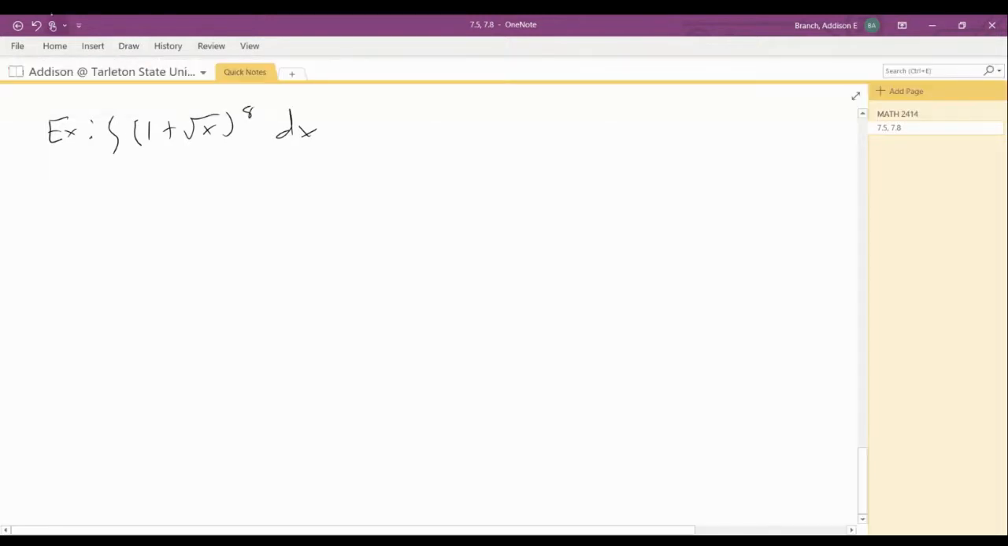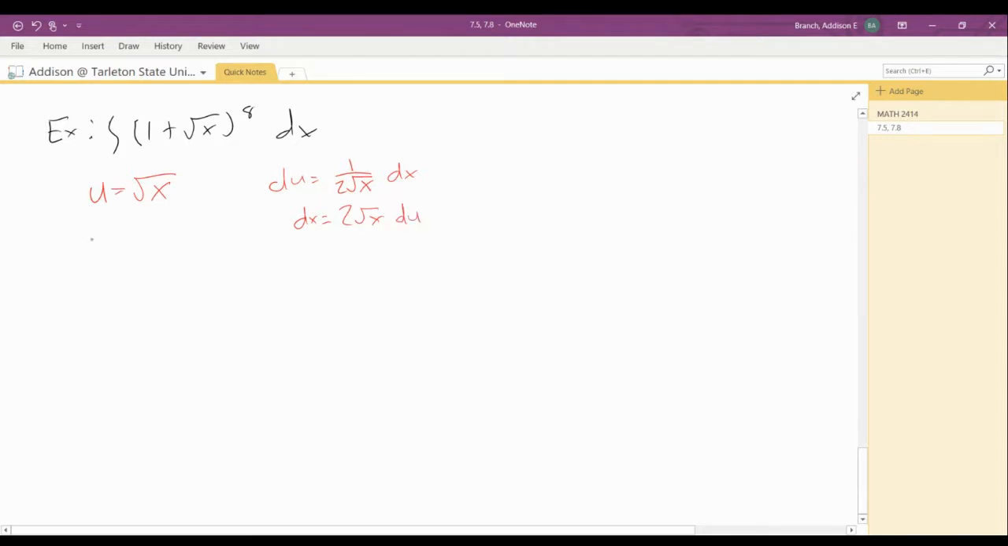So when I first did this problem, I said, okay, we are going to let u just be the radical. Let u be square root of x, and then du would be 1 over 2 square root of x dx. And if we solve for our dx, we get dx is equal to 2 square root of x du.